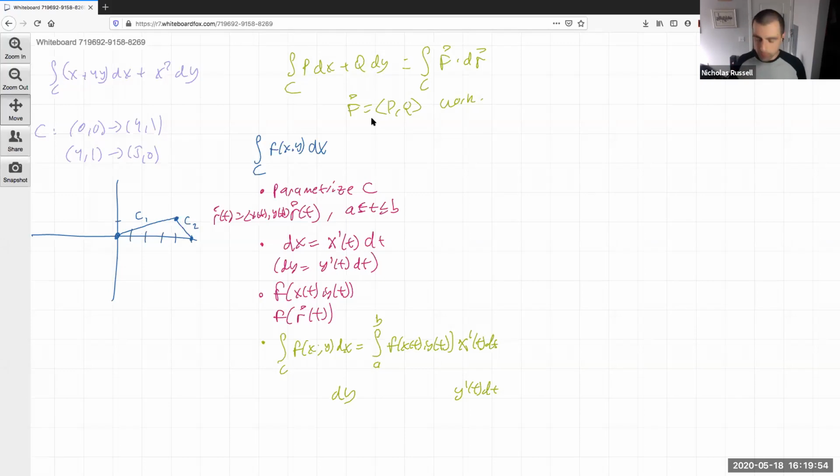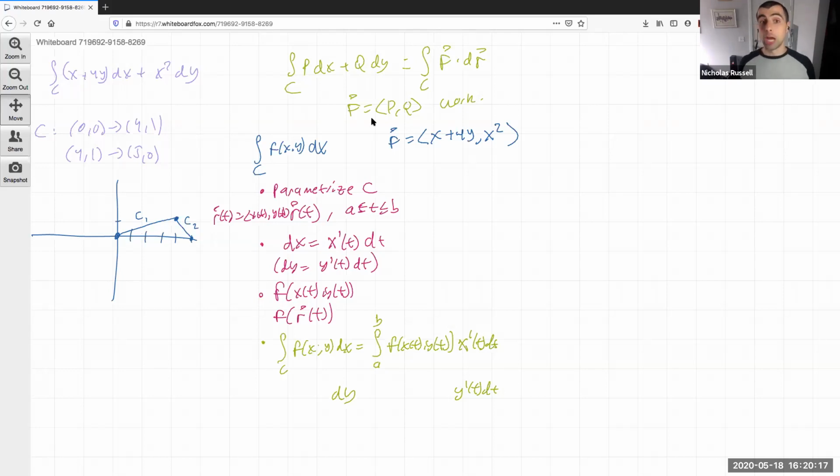Your vector field F in this case is equal to x plus 4y and x squared. Now, we have these types of work integrals. We have a lot of different ways to evaluate these, as we'll probably do in this entire review session. There's a lot of different ways.